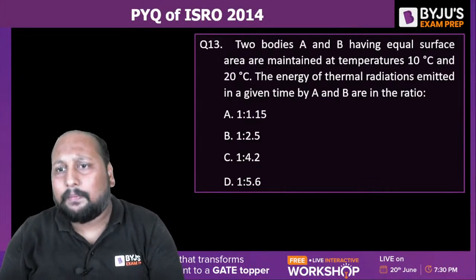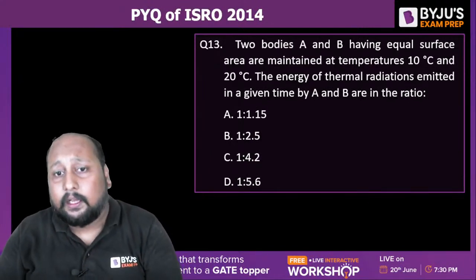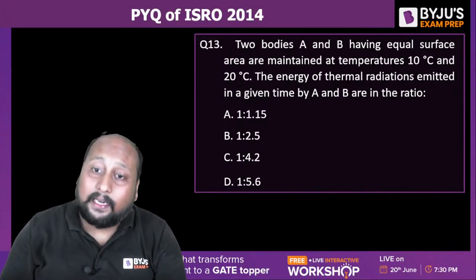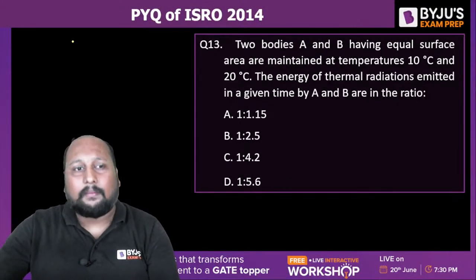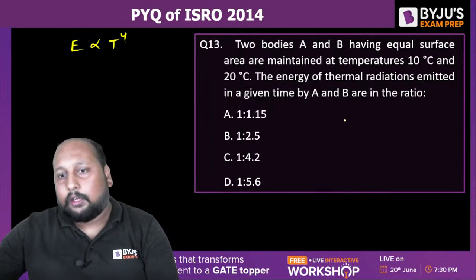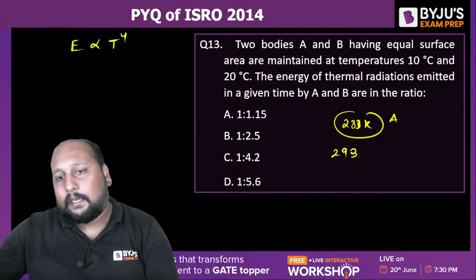Two bodies A and B are having equal surface area maintained at 10 degree and 20 degree Celsius. The energy of thermal radiations emitted in a given time by A and B are in the ratio of. Now they are talking about thermal radiation, so emissions are always T to the power 4. So we are having 283 Kelvin of body A, and we are having 293 Kelvin of body B, right?